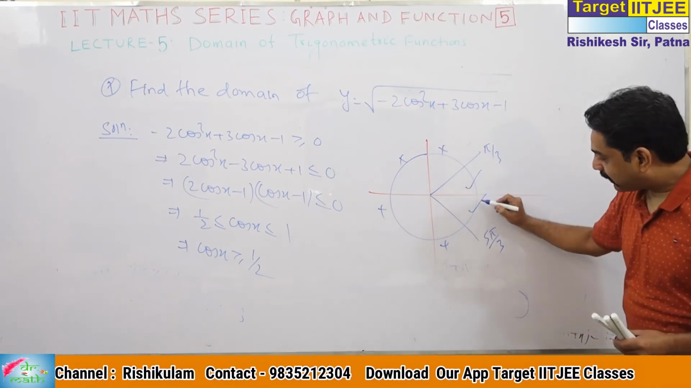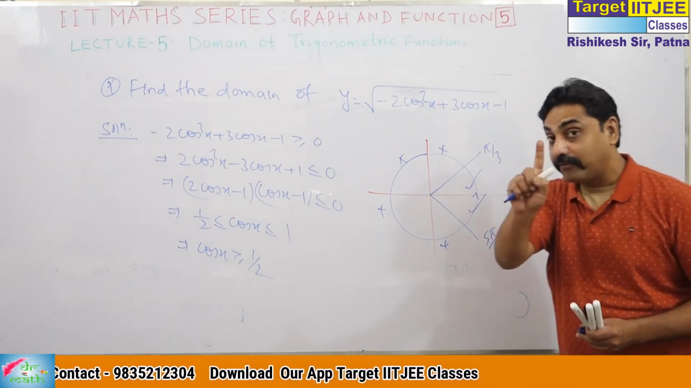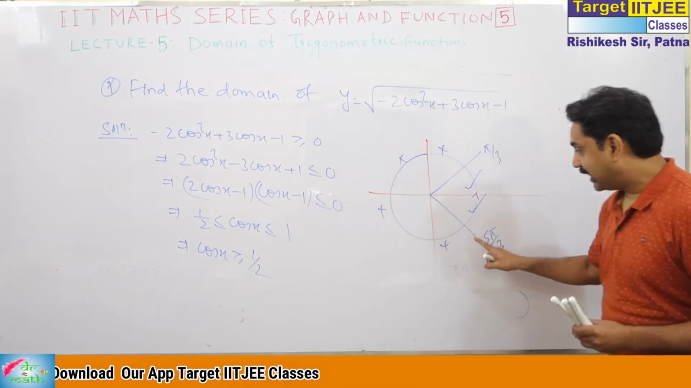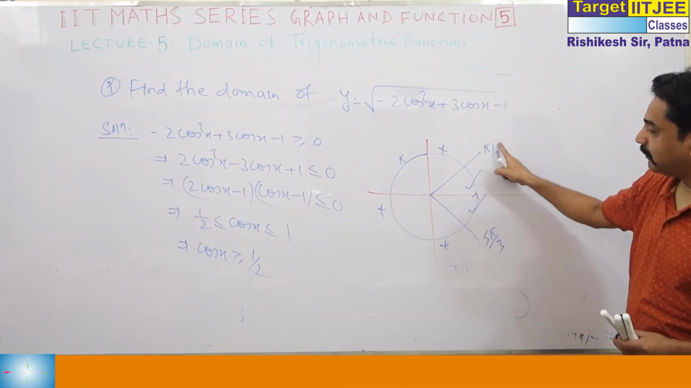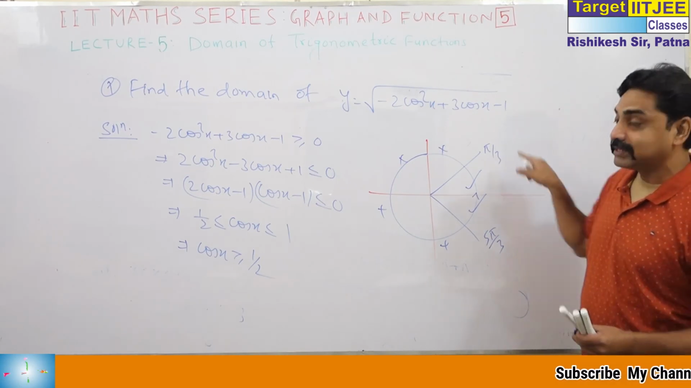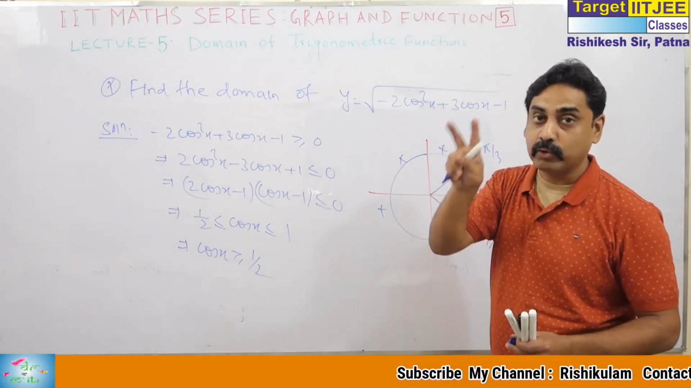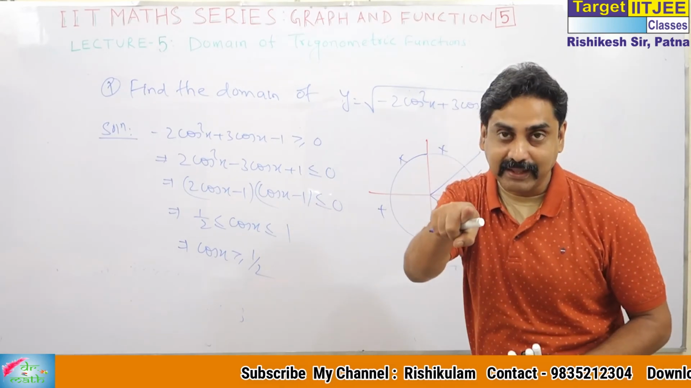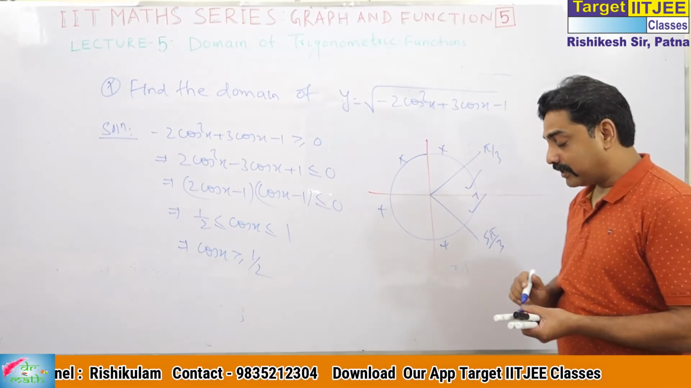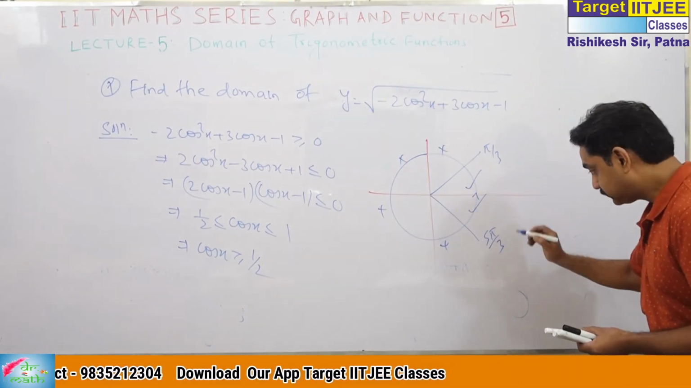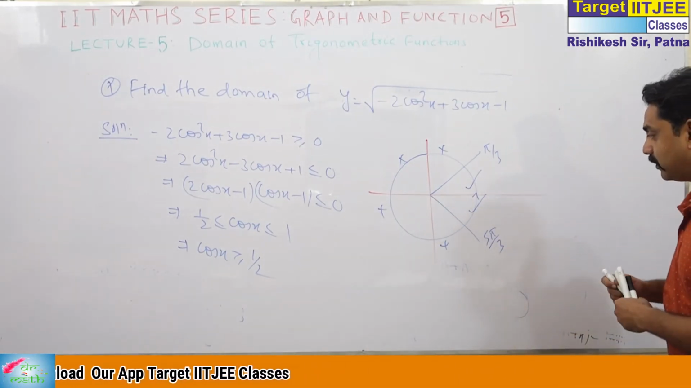So what is the answer? The answer goes from 5 pi by 3 to pi by 3. Always go anti-clockwise in this way. 5 pi by 3 to pi by 3. But 5 pi by 3 is greater than pi by 3, and we have to move from lesser to greater. Two points are important: anti-clockwise direction and from lesser to greater. So we subtract 2 pi from this.